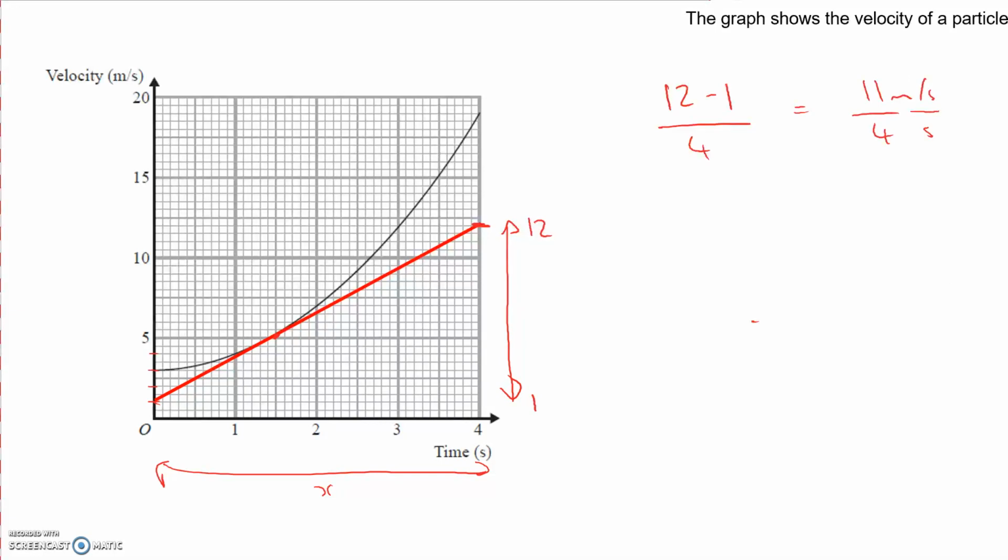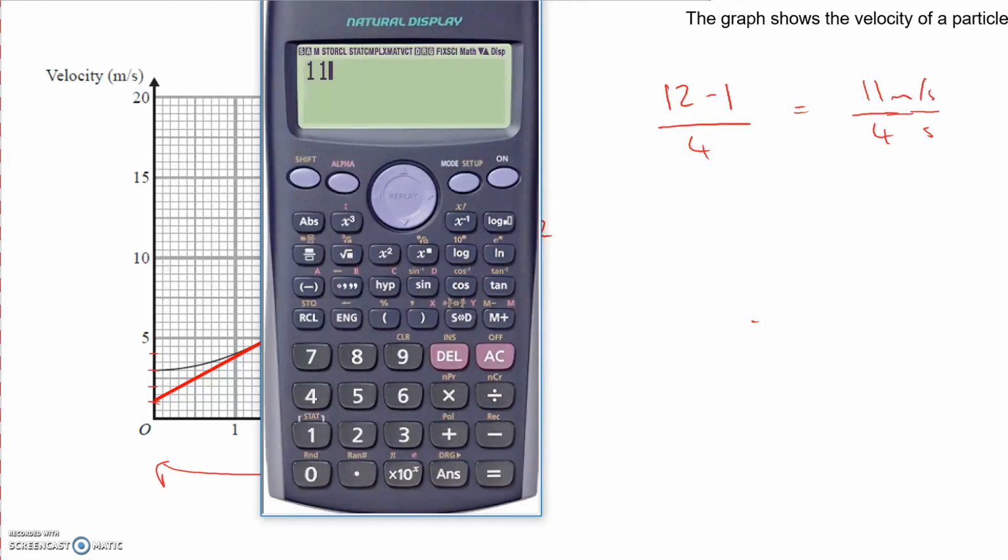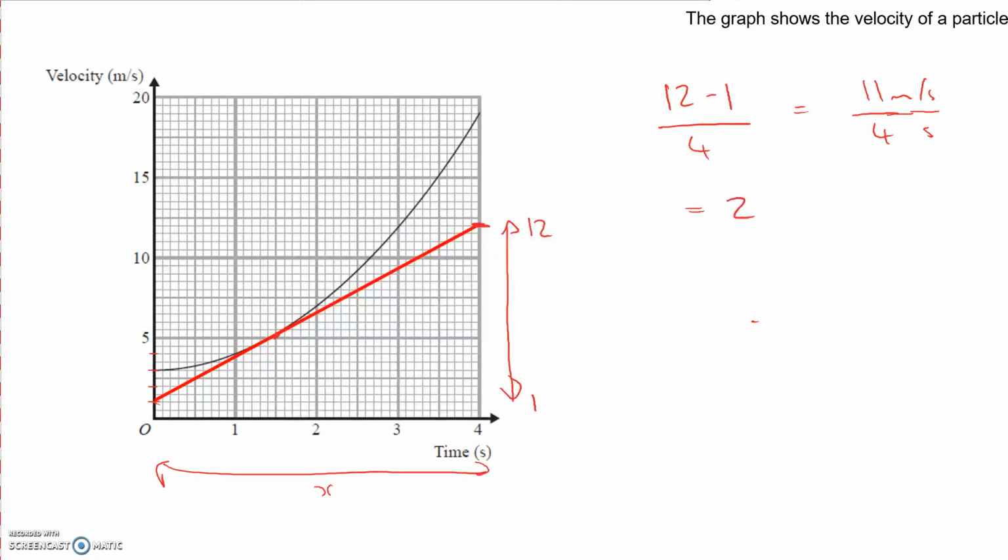So we've got 11 meters per second divided by 4 seconds. That's going to give us, it's a calculator paper, so we're okay. We could do this one in our head, but 2.75. Okay, so we've got 2.75.